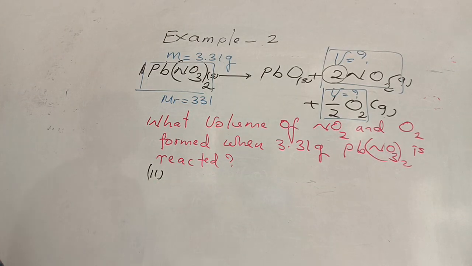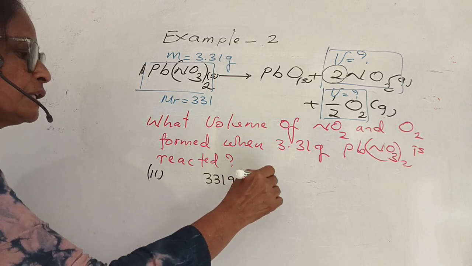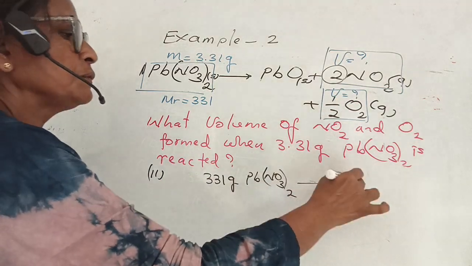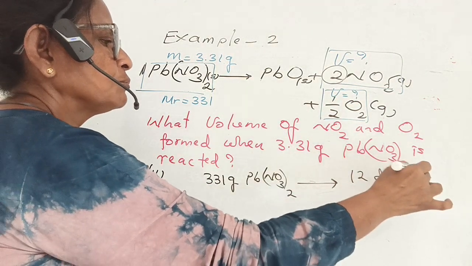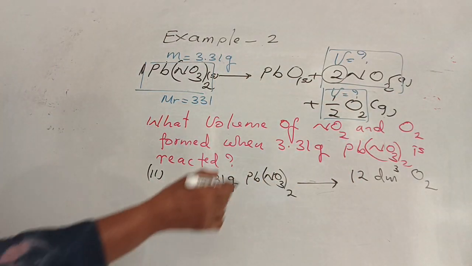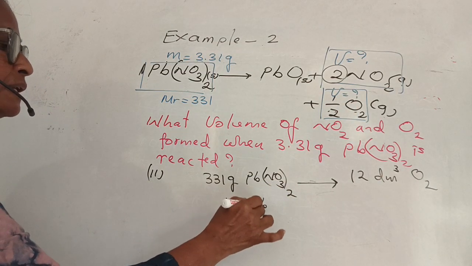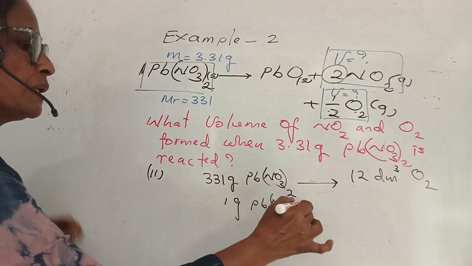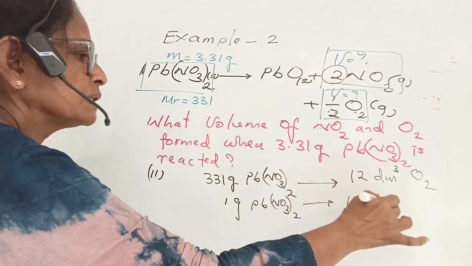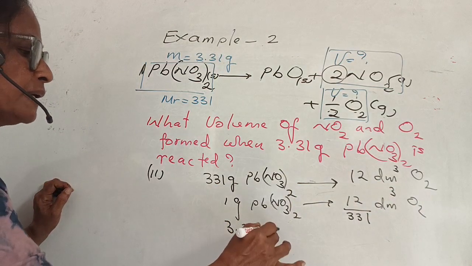The next part is the volume of the oxygen. It is very clear that 331 grams of lead nitrate, when completely reacted, produces half a mole of oxygen, which occupies 12 decimeter cube, because 24 decimeter cube is occupied by 1 mole. Now half a mole is produced, so it's 12 decimeter cube. 1 gram of lead nitrate would produce 12 divided by 331 decimeter cube of oxygen, but now it uses 3.31 grams of lead nitrate.